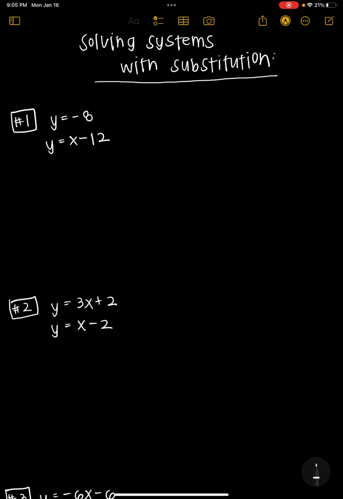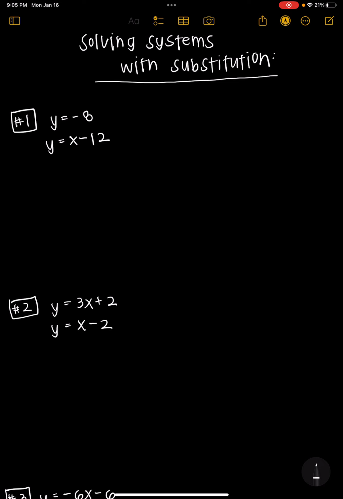So with substitution, we're going to substitute one variable into another equation and then solve for one variable, then solve for another. Seems really confusing, but it is actually pretty easy. So let's just start with the examples.